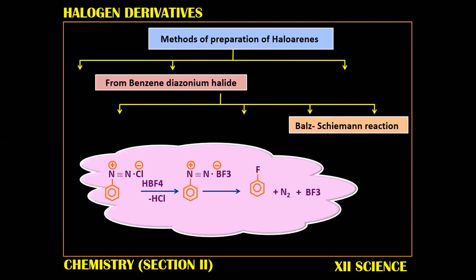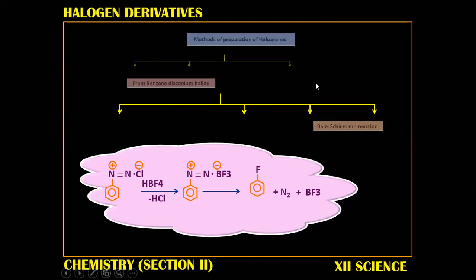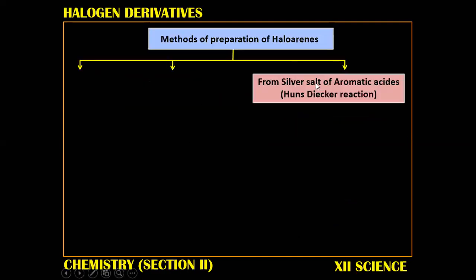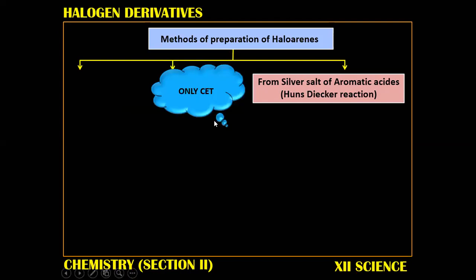So the preparation of fluorobenzene is the Balz-Schiemann reaction. Now we'll do the last method for preparation of haloarenes. That is the Hunsdiecker reaction that we did for haloalkanes. This is only for CET, NEET, JEE students. For HSC, this will not be asked.